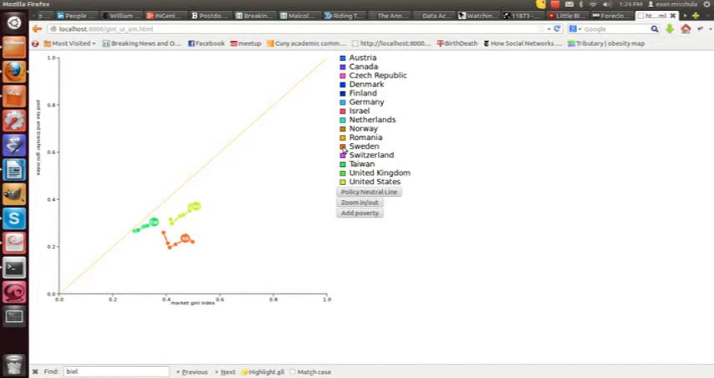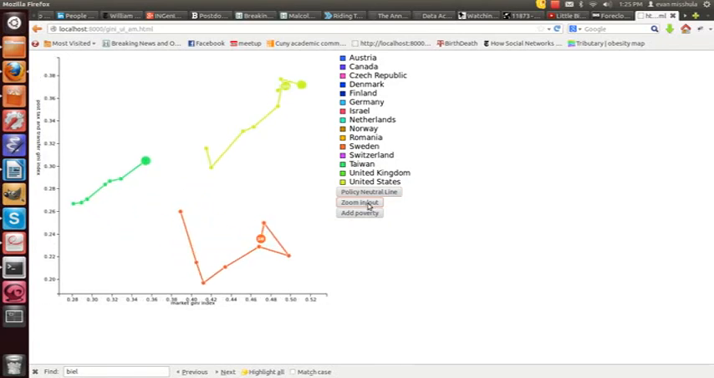What is interesting about the visualization is that we can look with more detail if we want to. We'll remove the policy neutral line, and we can zoom in. And we can see this area in detail. We put back the policy neutral line, so we can see that we're still below it and where that line sits. And then we can compare the US to Sweden on a much finer scale.